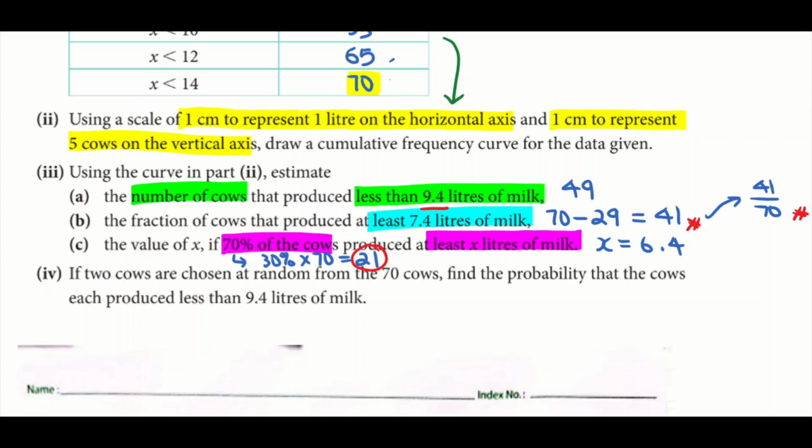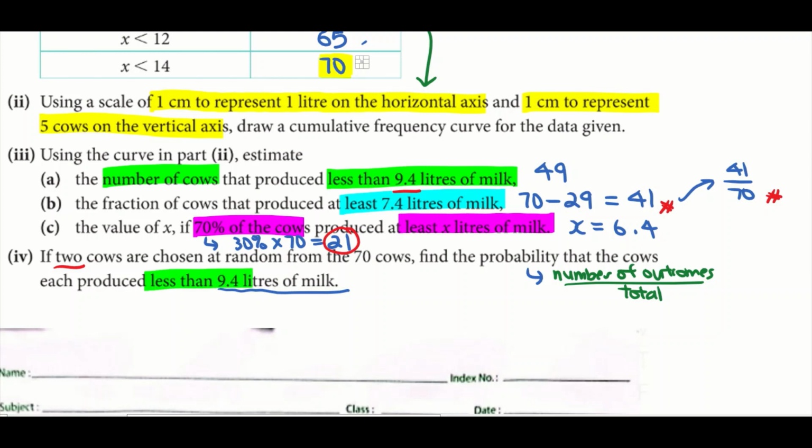Take a look at the probability question. I pick 2 cows at random from the 70 cows. Find the probability that the cows each produce less than 9.4 liters of milk. You actually know the number based on part A. I have 49 cows. So the first cow that I pick, 49 over 70. This is the probability of the first cow.